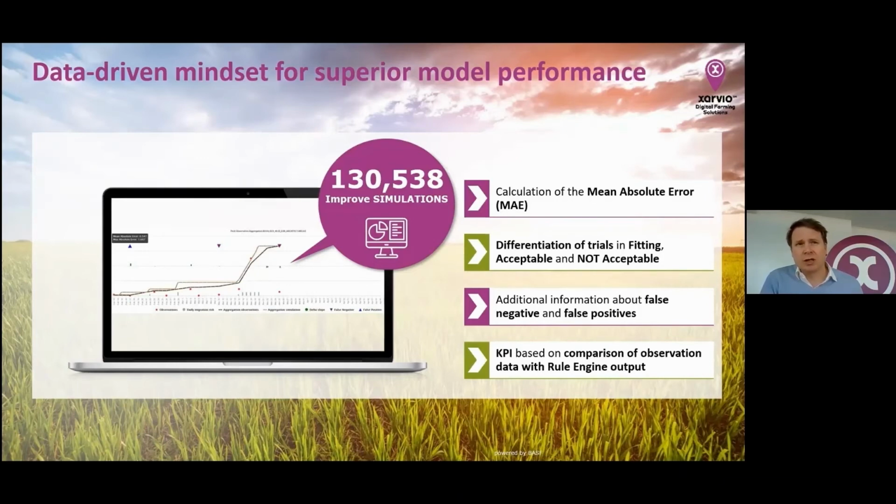Also, we use confusion matrix information to really say, hey, where do we maybe still have issues with a model? And if an error occurs, we have a clear understanding to differentiate between false positive and false negative events, so that we can continue to further improve.